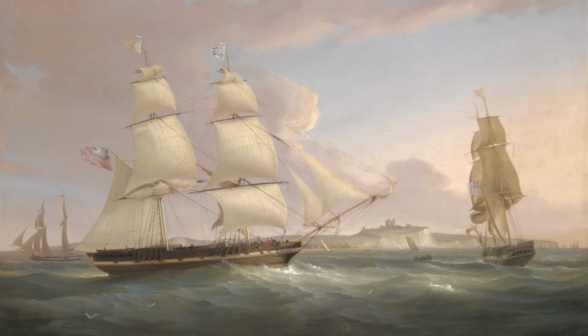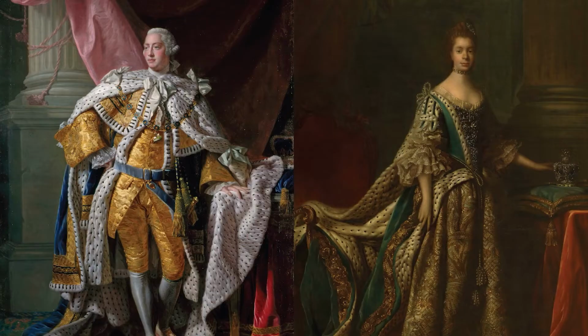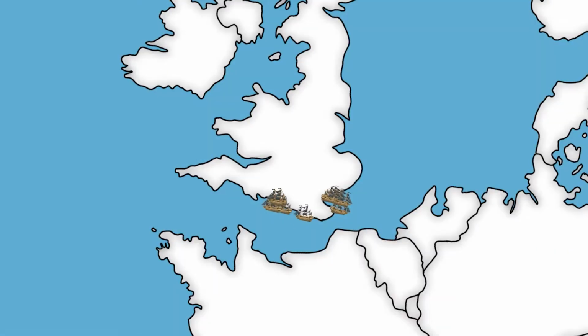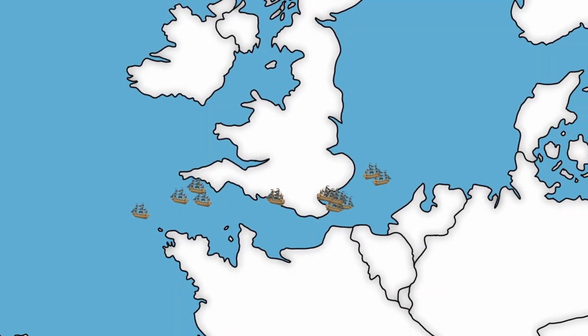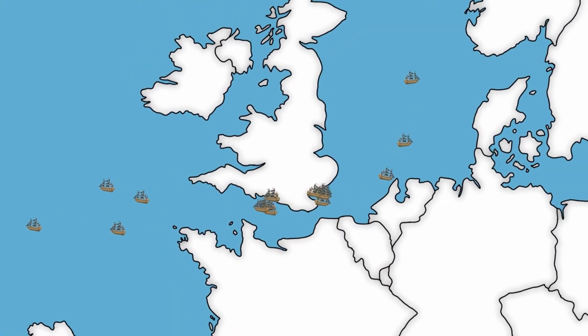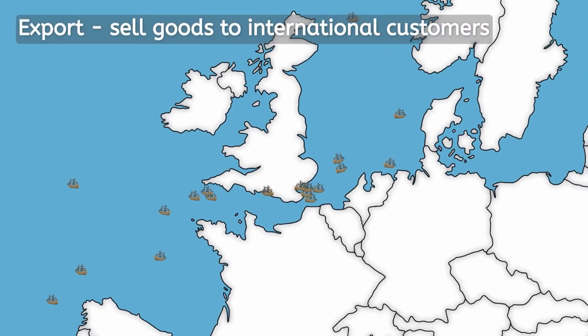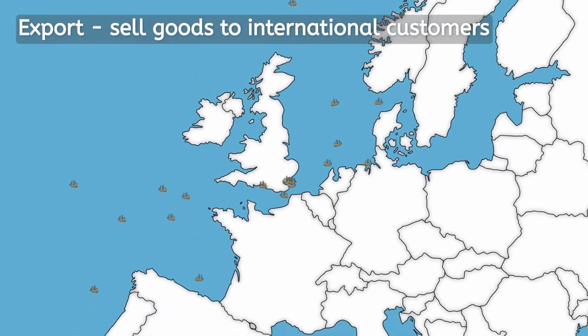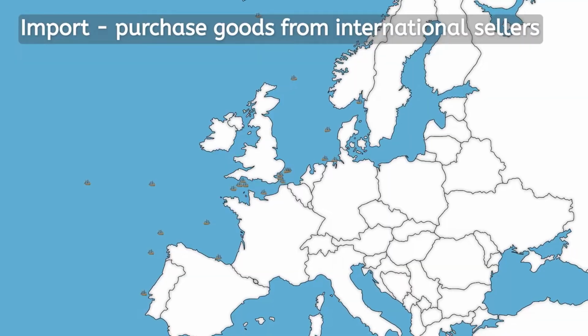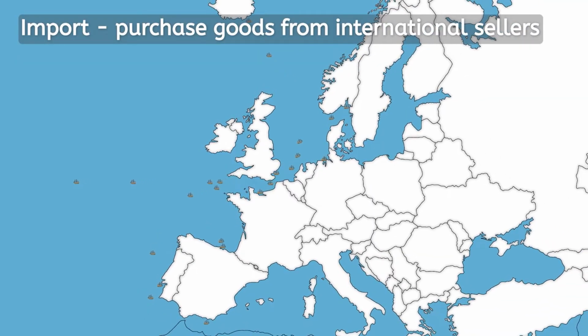Great Britain had an economic system called mercantilism. Mercantilism means that the government strictly controls trade to keep a positive trade balance. They want more money coming into Britain than going out. In other words, the king ensured that people exported or sold goods to international customers worth more than the goods they imported or purchased from international sellers.